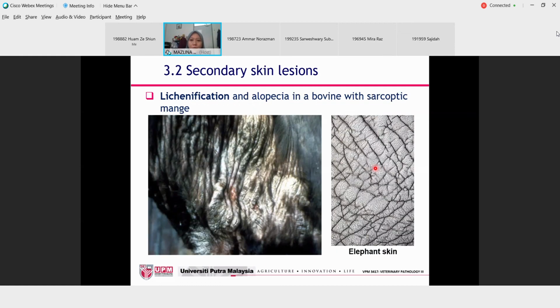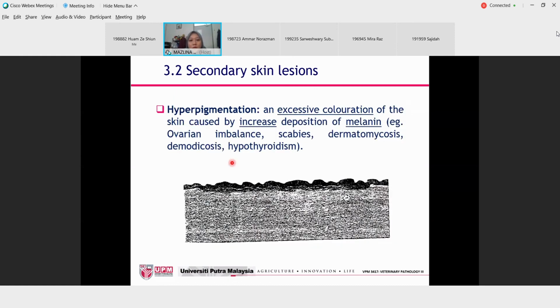So remember, I told you that it looks like an elephant skin. So this is lichenification and also alopecia because there's loss of hair. Okay, this is an example in a cow with sarcoptic mange. The skin in the area basically becomes very thick.